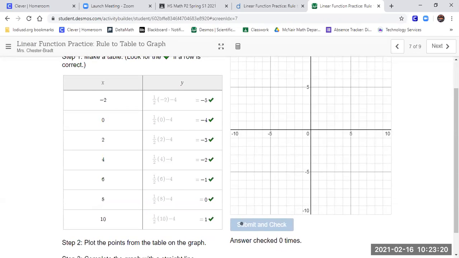Okay, so I'm going to go get my graph done. Negative 2 down to negative 5. 0 down to negative 4. Oh yeah, another one that's not proportional. How do I know, looking at the rule, that it's not proportional again?